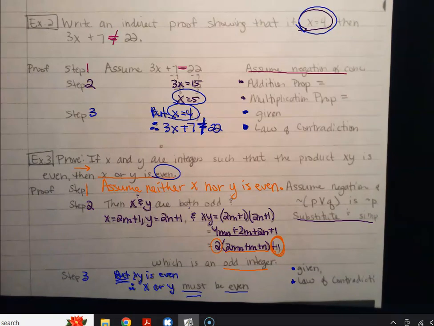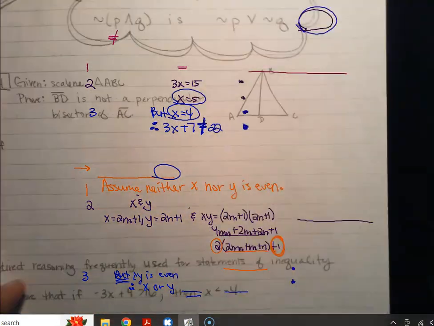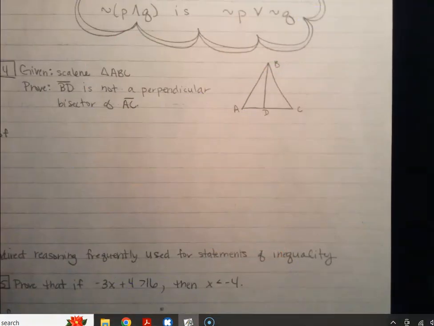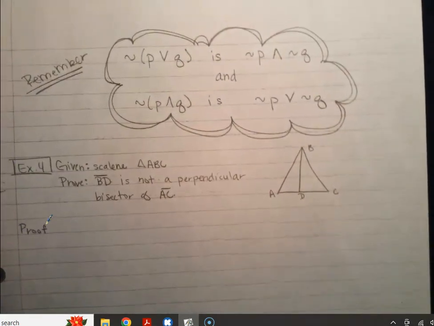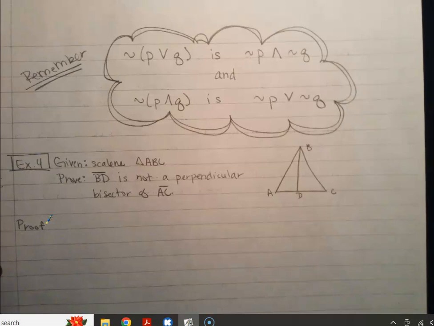Okay, let's look at the next page. I don't know why it's not clearing. There we go.